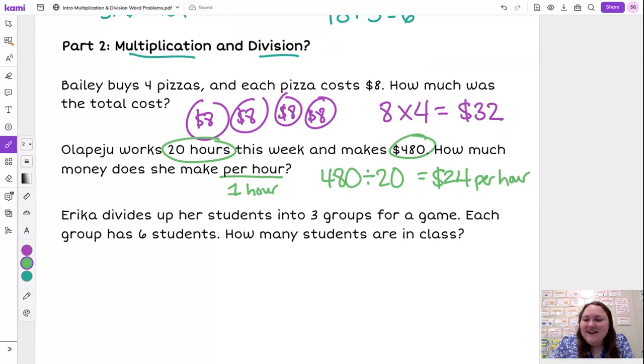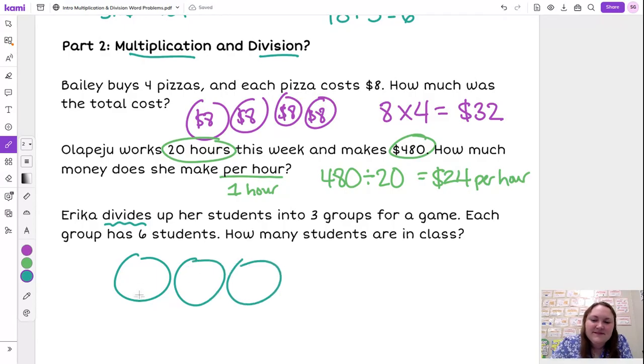Finally, the last story says Erica divides up her students into 3 groups for a game. Each group has 6 students. How many students are in class? I think this one here is the most challenging because we see the word divide, but think about what the story is saying. She is putting her students into 3 groups. So here are my 3 groups, and each group has 6 students. So there's 6 students here, 6 students here, 6 students here. How many students are there in the class?